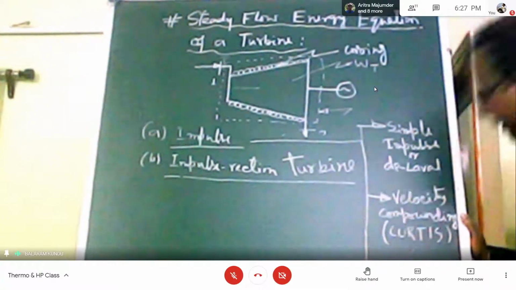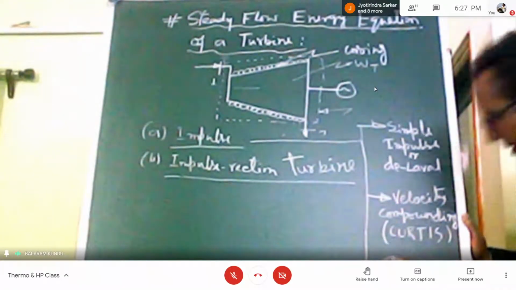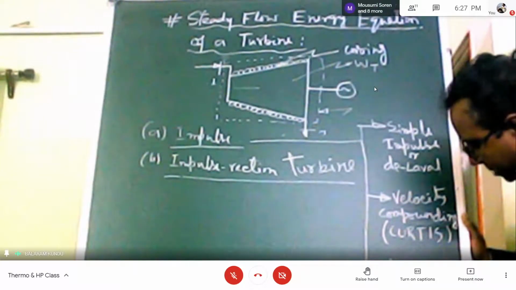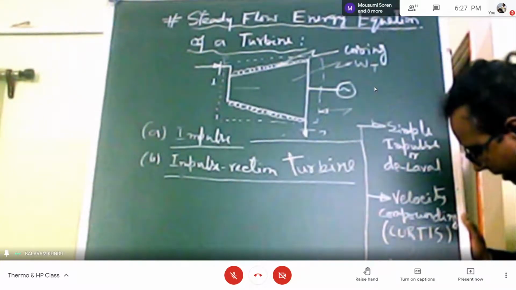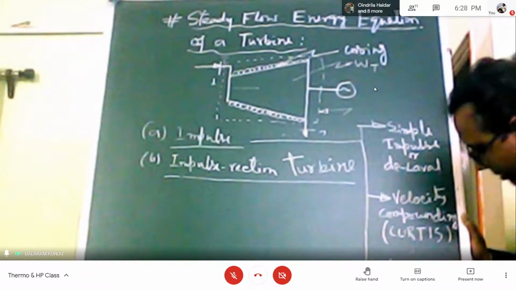Then the third one is the pressure compounding impulse turbine, and this turbine is also called the Rateau turbine.